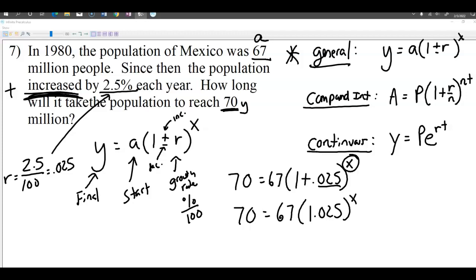to reach that value. So the first thing we're going to do is get rid of the outside numbers, right? The numbers that are not part of the exponential. Here's the exponential piece. So I want to get rid of that 67. So I'm going to divide both sides by 67 first. So 70 divided by 67 is 1.045.